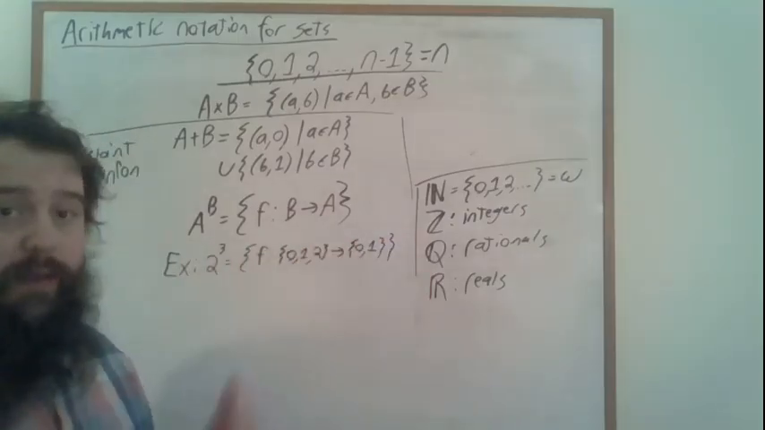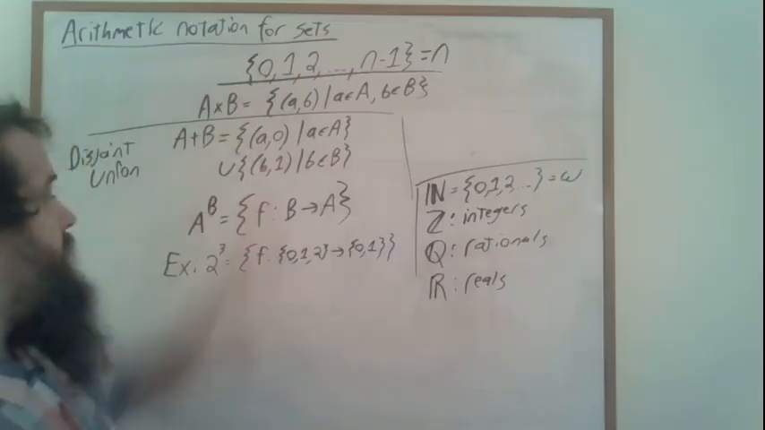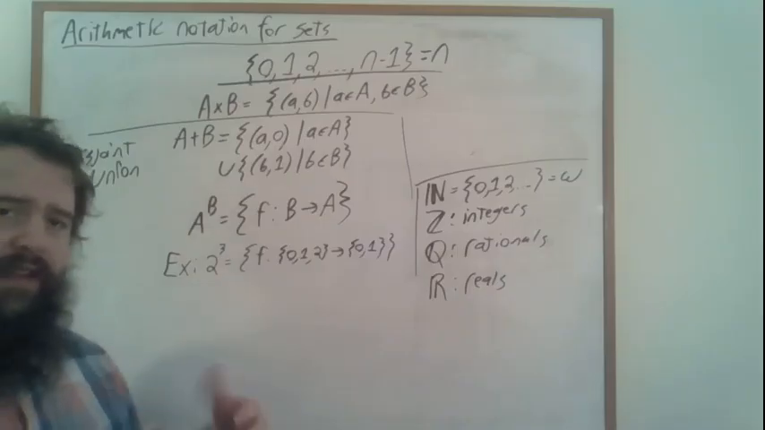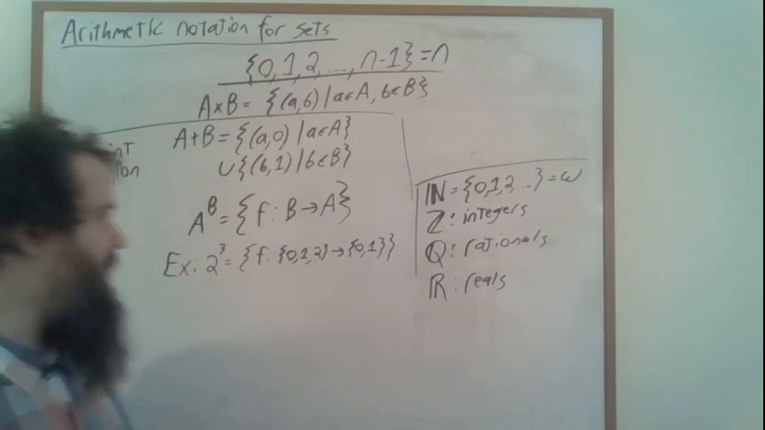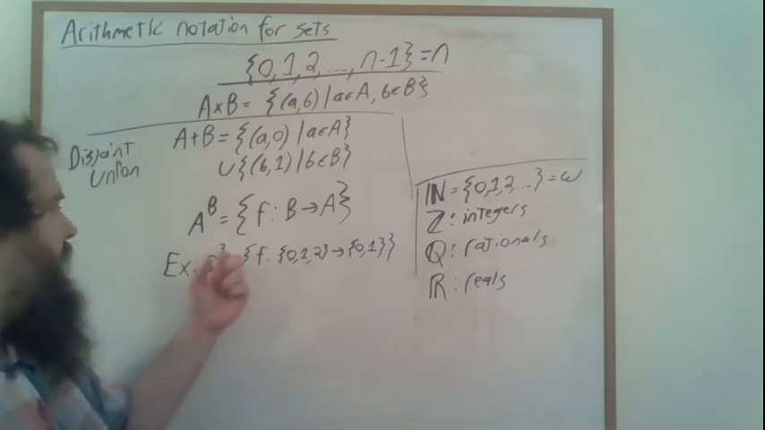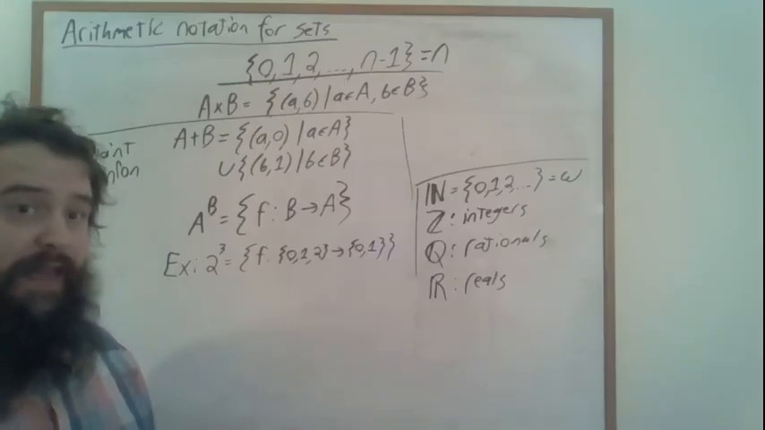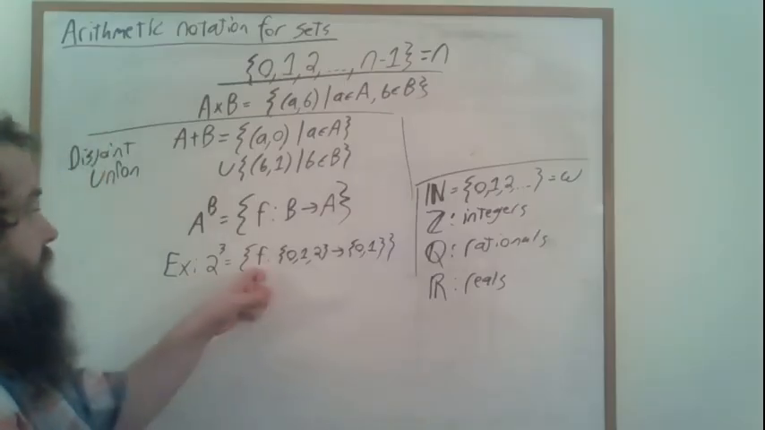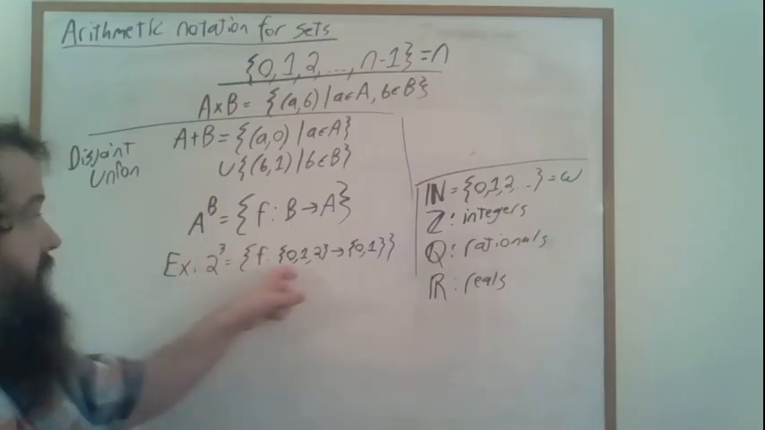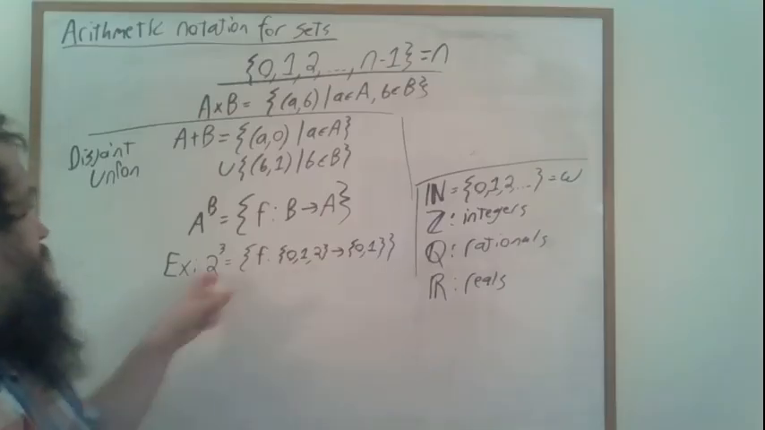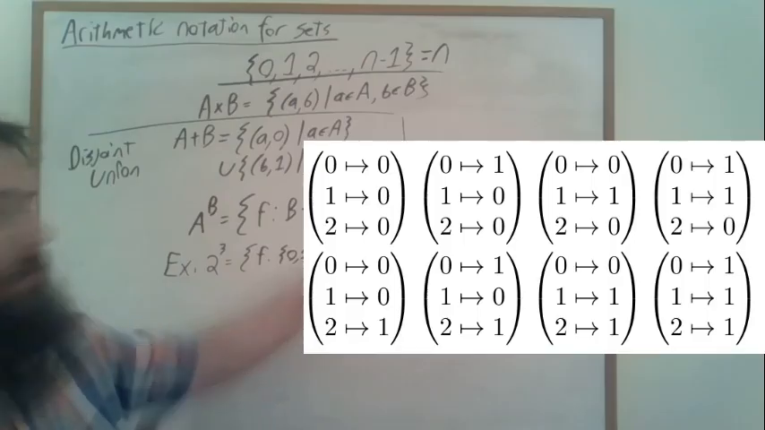So the first thing that we want to check to make sure that this is a sensible notation, that it agrees with what we've been doing before, is that it should respect the sizes of sets, right? If I have a set of size 2 and raise it to the power of a set of size 3, I should get a set of size 8. And sure enough, if we look at the set of all functions with domain 3, so domain the set {0, 1, 2}, and range 2, the set {0, 1}, there's 8 of them.